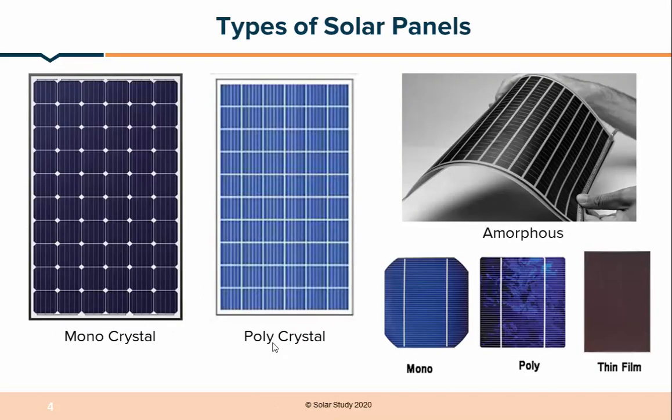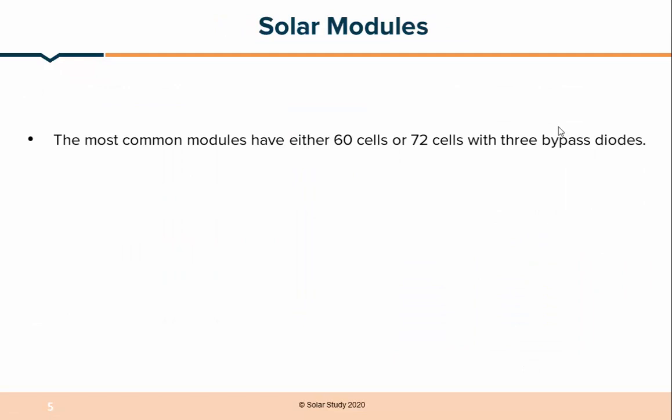First of all, we will see the different types of solar panels. We already discussed that the circular-shaped cell is called a monocrystalline solar cell. The same is shown here, a monocrystalline solar module. Then polycrystalline is shown here, a polycrystalline solar module. Then thin film, which looks almost like polycrystalline. Then amorphous, which is able to bend.